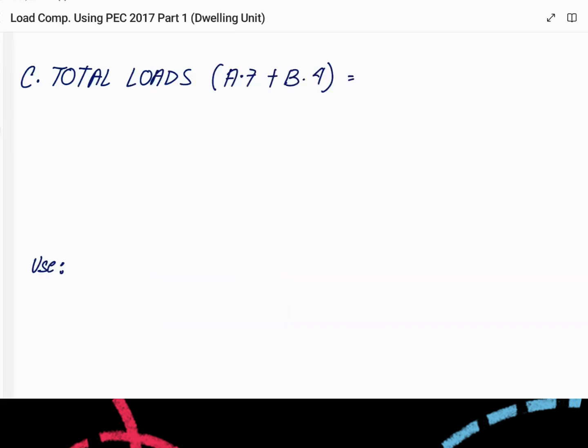Now that we are done computing the total load for lighting and other loads, we can now get the overall power of the house. So to do that, just add the A.7 and B.4. For the A.7, we have 3,164.47 plus B.4, 7,181. So we have a total of 10,345.47 VA.